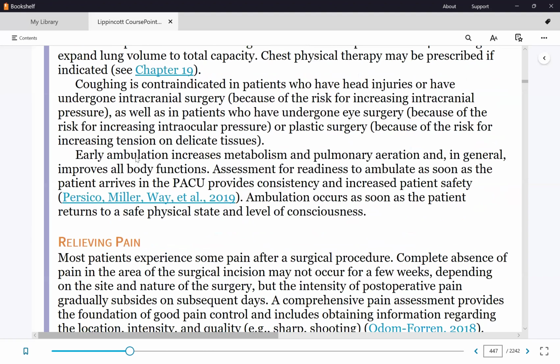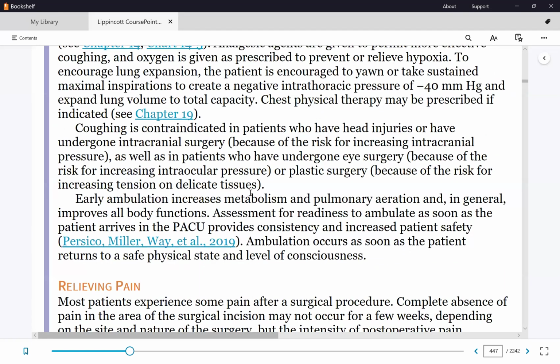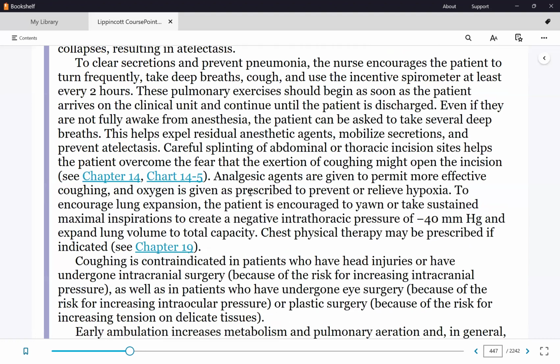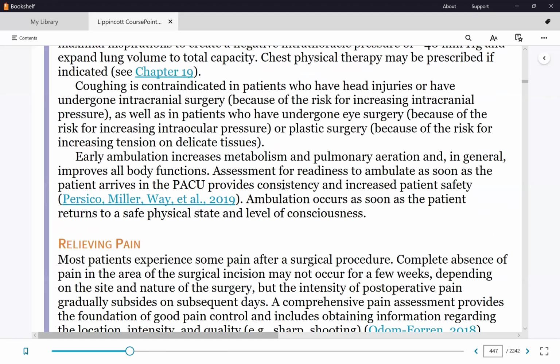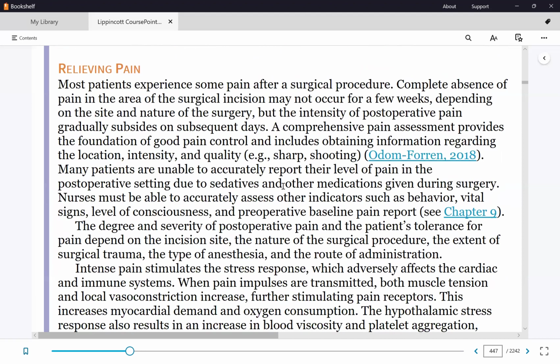Early ambulation will prevent pneumonia. Early ambulation is better than incentive spirometer, turning, coughing, deep breathing. Ambulation is the best. Now, how will they ambulate if they're in pain? So another responsibility is to manage the pain.